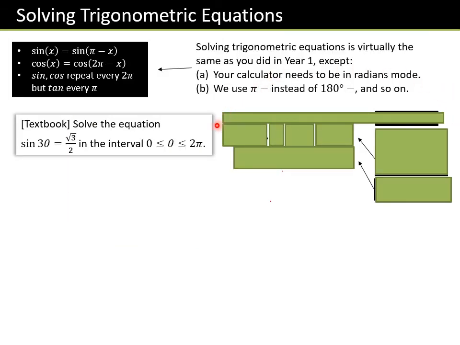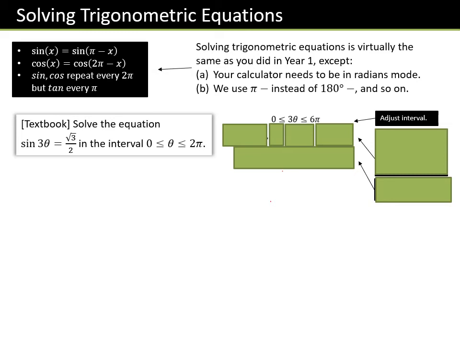So here we have the question, or to solve the equation, sine 3 theta is √3 over 2, and we're given this interval. First thing we'll notice is that the argument here is sine 3 theta, not sine theta. So we need to amend our range there. Instead of theta between 0 and 2 pi, we need to be looking at 3 theta between 0 and 6 pi.